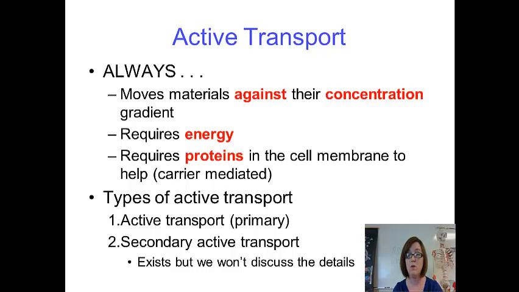Active transport also requires proteins in the cell membrane to help the process. So this is always a carrier-mediated process. There are two main types of active transport. The first type is called active transport. Don't shoot the messenger, I didn't get the name of this stuff. The second type is called secondary active transport. To make your life easier, we're not going to talk about secondary active transport. We're just going to talk about the first type, primary active transport, which is really just referred to as active transport. The difference between the two, by the way, is how the ATP energy is used. If the ATP energy is used directly, that's the first type. If the ATP energy is used indirectly, that's the secondary active transport.